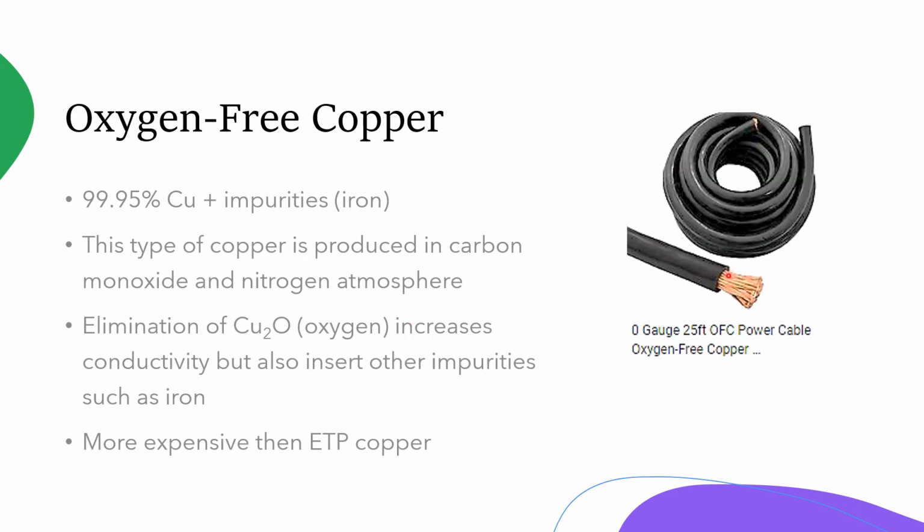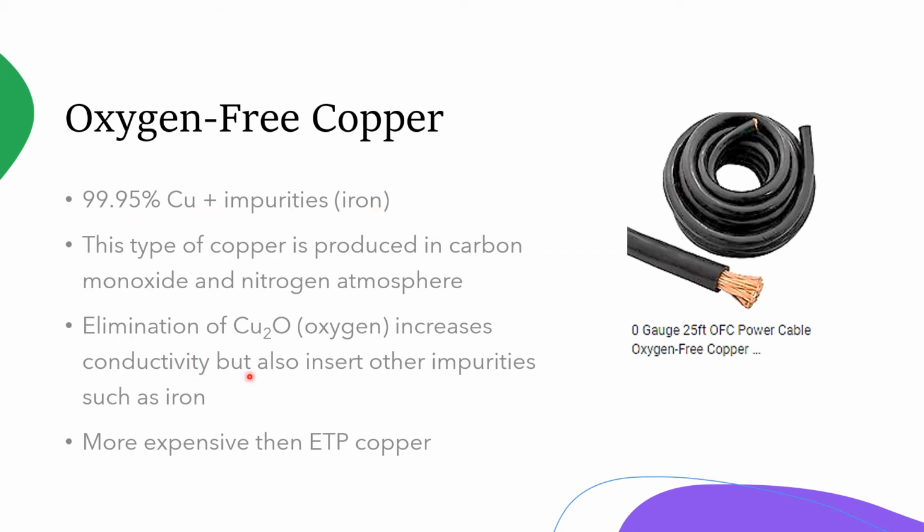Oxygen-free copper. This is your oxygen-free copper, protected with a little plastic cover on the wire. It's 99.95% copper, with iron as an impurity. This type is produced in a carbon monoxide and nitrogen atmosphere. So you need some cushion, and we use carbon monoxide and nitrogen as the medium. We're going to make this copper at 99.95% with iron impurities.